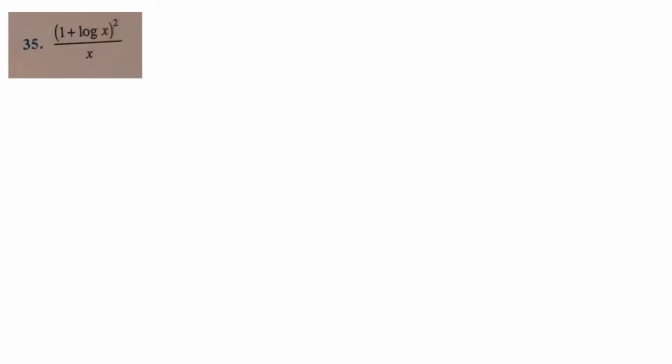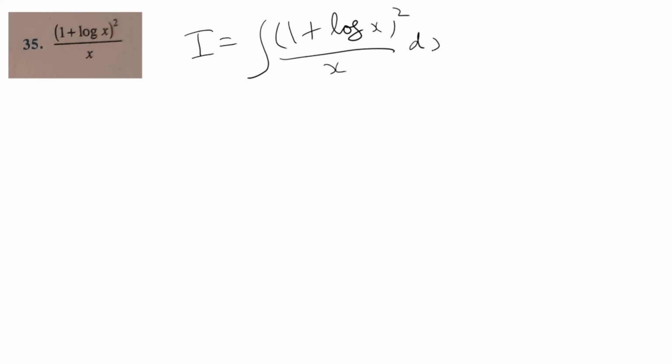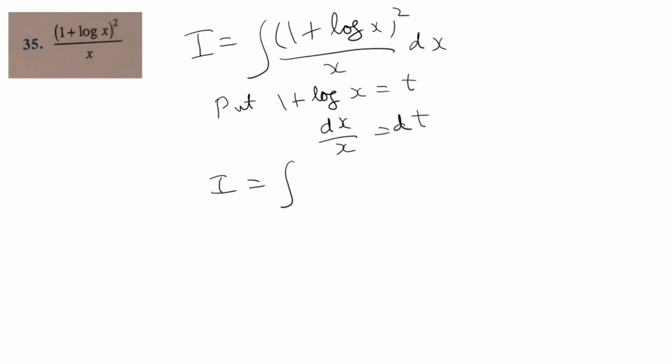The next question is the integral of (1 plus log x) the whole square divided by x. Let us take I equal to the integral of (1 plus log x) the whole square by x dx. The substitution is quite simple. If we put 1 plus log x as t, we get dx by x as dt. So I is equal to the integral of t square dt, which is equal to t cube by 3 plus c.